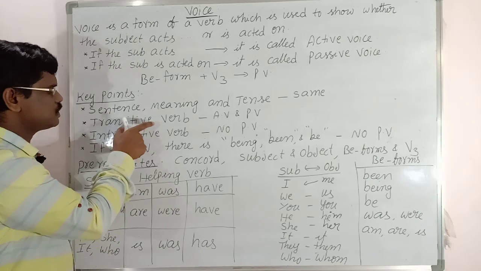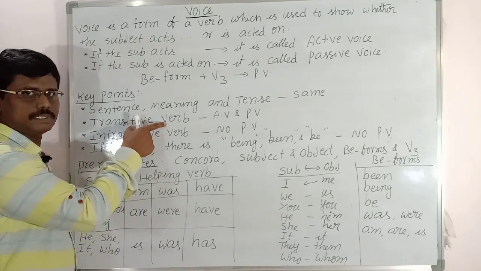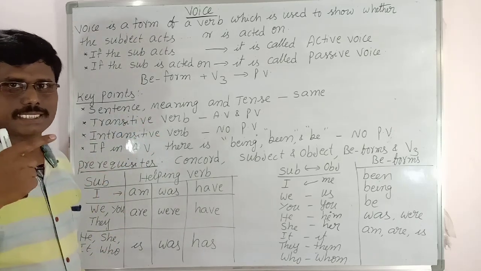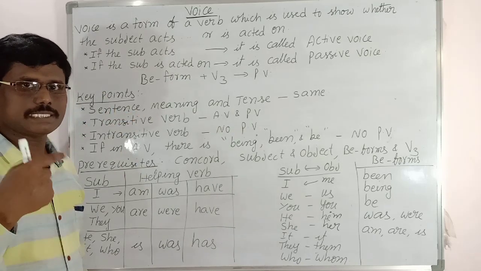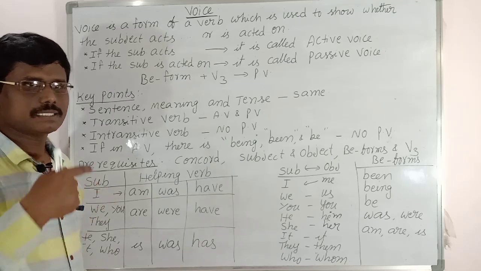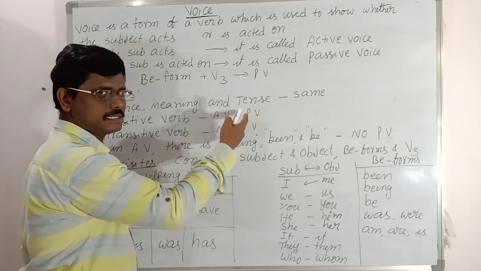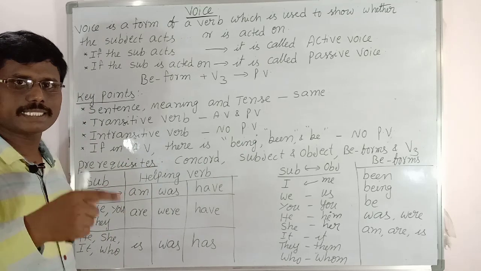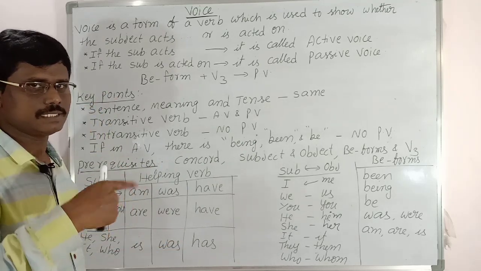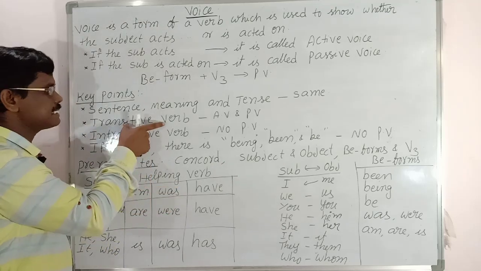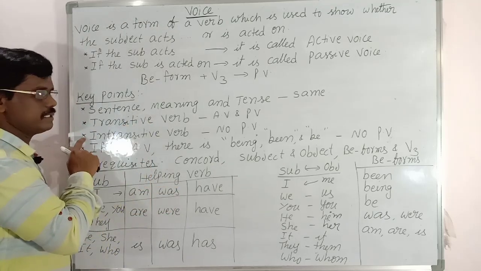Next, the verb should be a transitive verb. When the given verb is a transitive verb, that means verb plus object, then it is always possible to write active voice and passive voice. Otherwise we cannot change the sentence from active voice into passive voice or passive voice into active voice. So it is not possible.